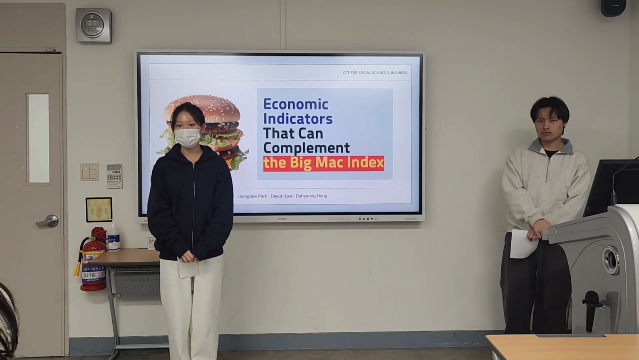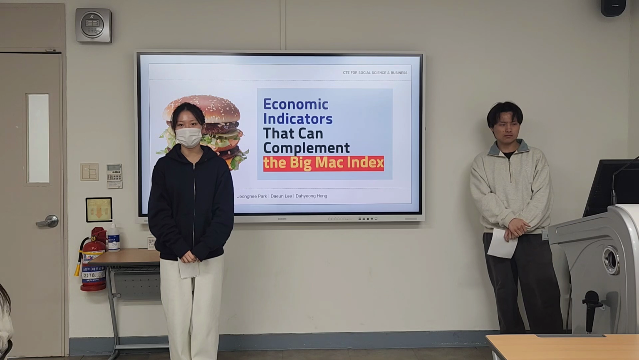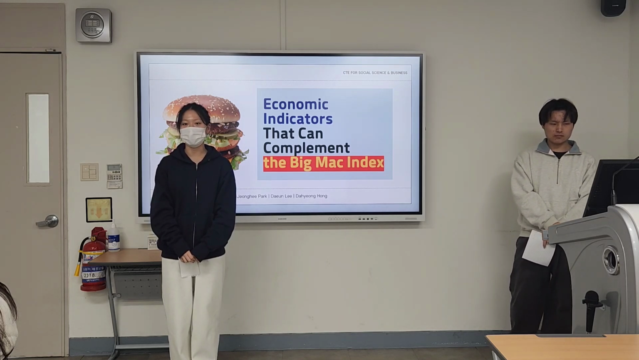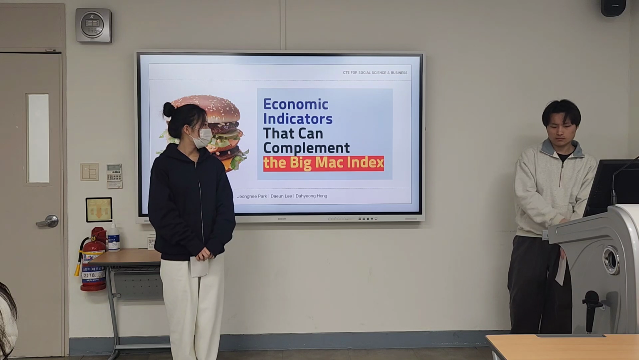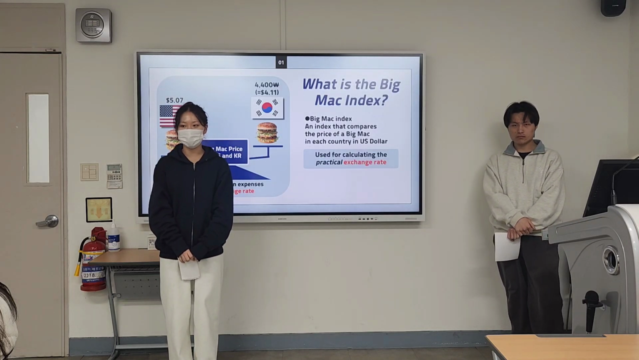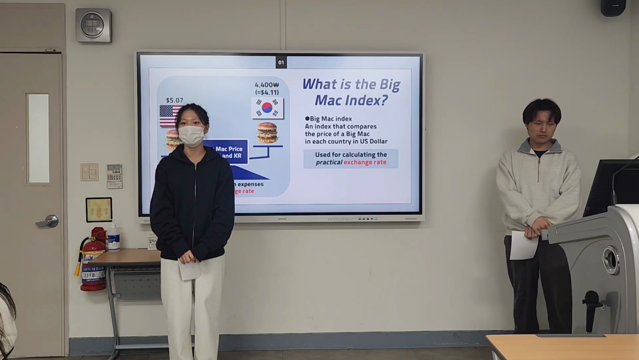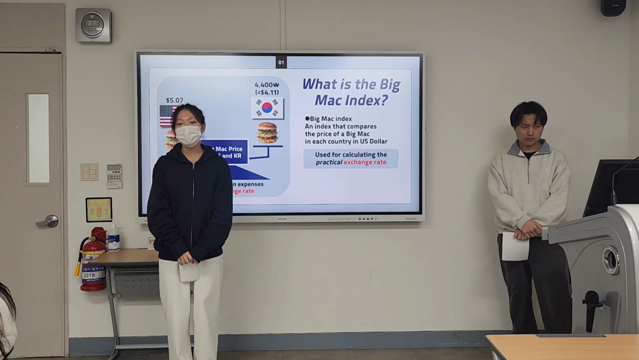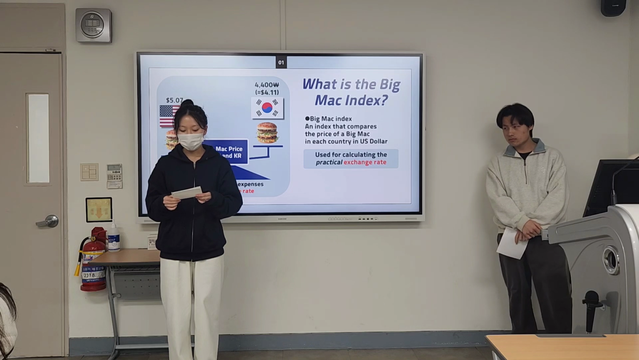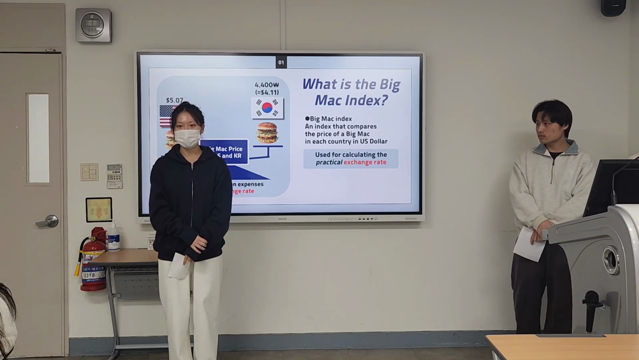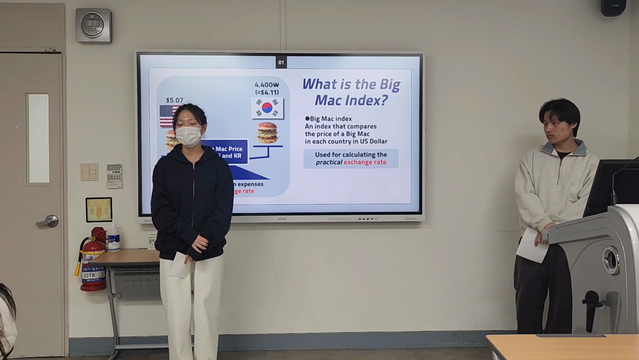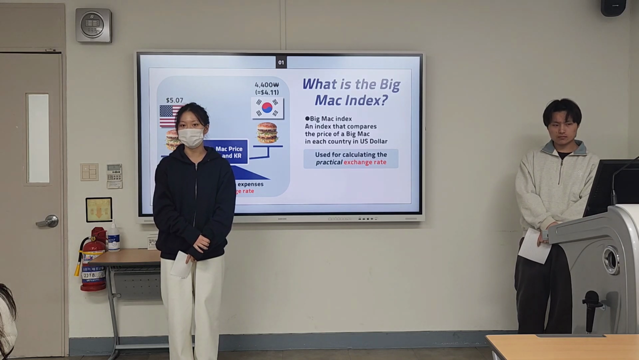We are going to give a presentation on economic indicators that can compensate for the limitations of the Big Mac Index. First, I'm going to tell you about what the Big Mac Index is and its limitations. The Big Mac Index is a simple indicator of the value of each country's currency, made by converting the price of a Big Mac sold in each country to US dollars.